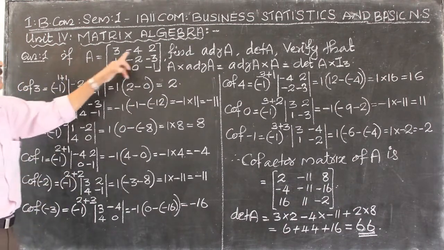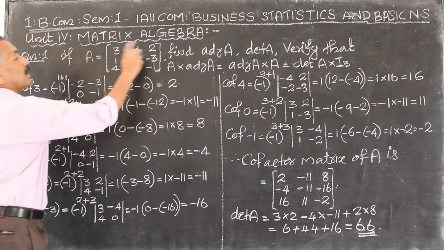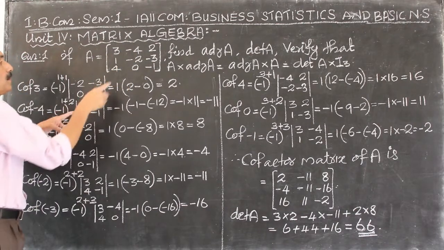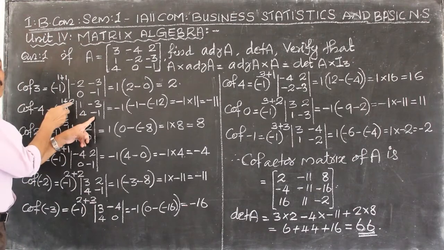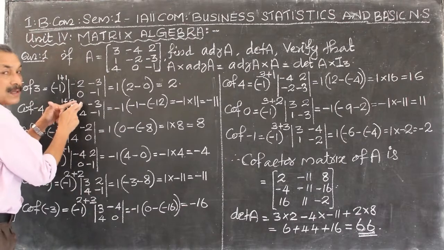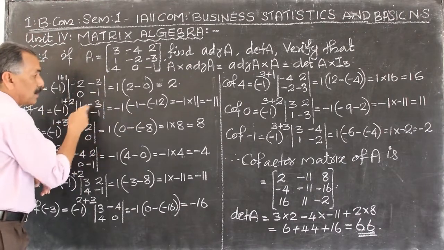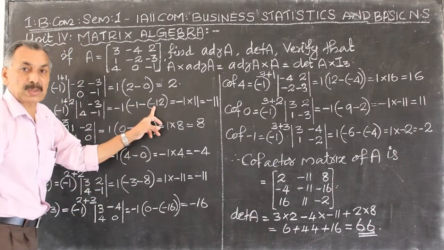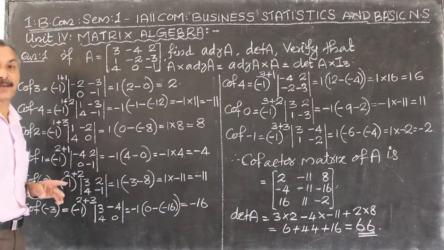Then the cofactor of minus 4. It is minus 1 raised to first row, second column, with the minor 1, minus 3, 4, minus 1. Minus 1 raised to 3 is minus 1, an odd power. The main diagonal product is minus 1, minus the off-diagonal product, minus 12. So minus of minus 12 plus 12, that is 12 minus 1, 11. 11 into minus 1 is equal to minus 11.